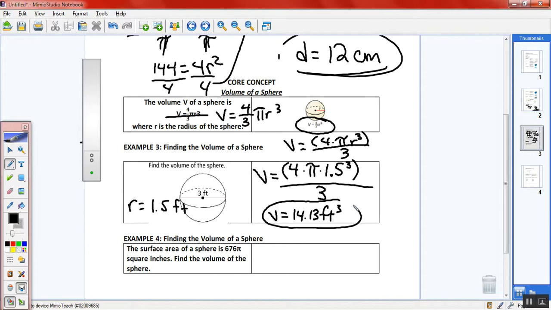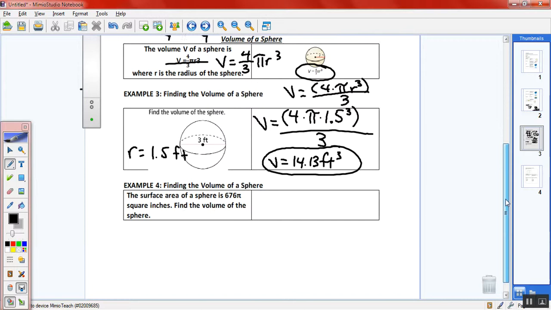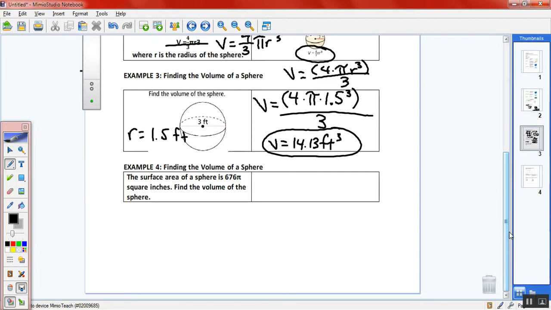Okay. Let's see how good you guys are. It says the surface area of a sphere is 676 pi square inches. What do we need to find? Oh my gosh. Well, I can't find the volume without knowing what? Radius. So we've got to figure out how to get the radius. Okay, so let's talk, kids. Right here, they tell us what?